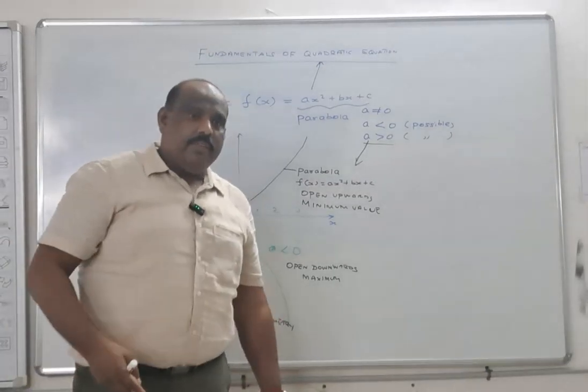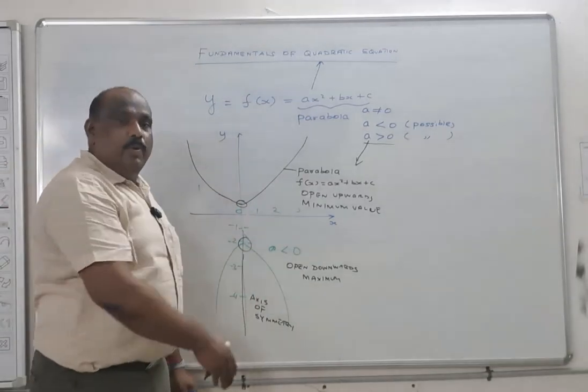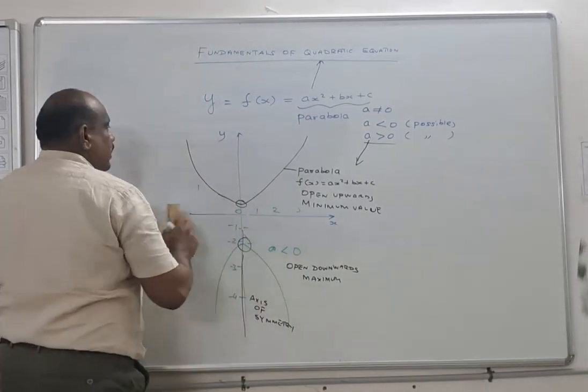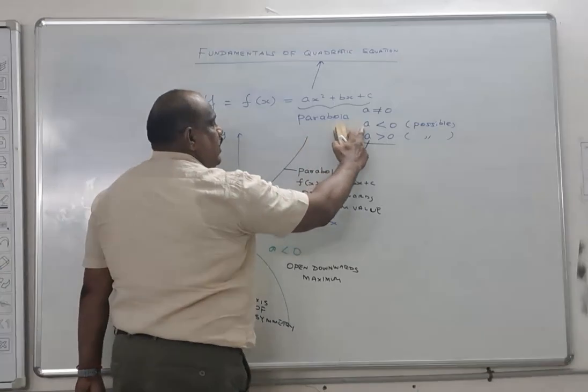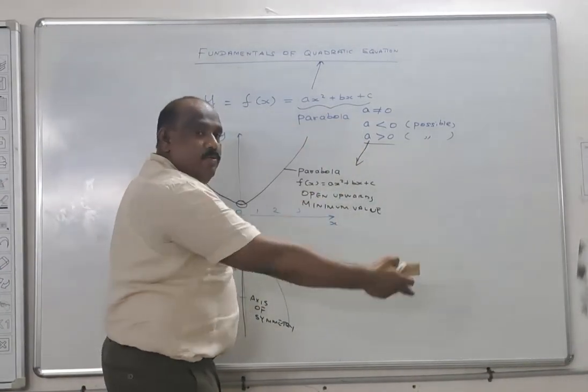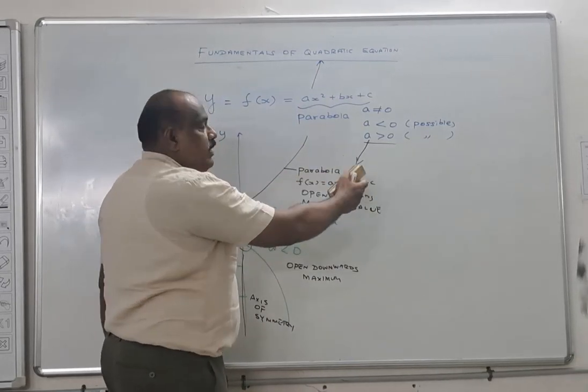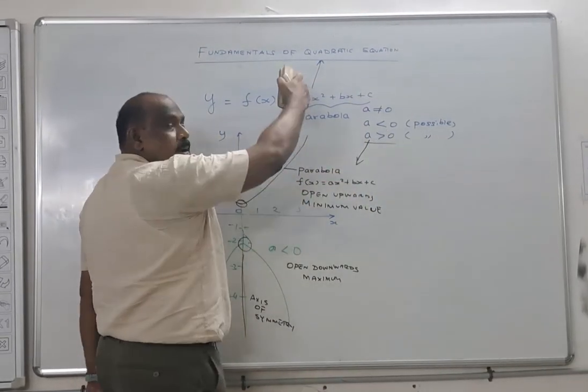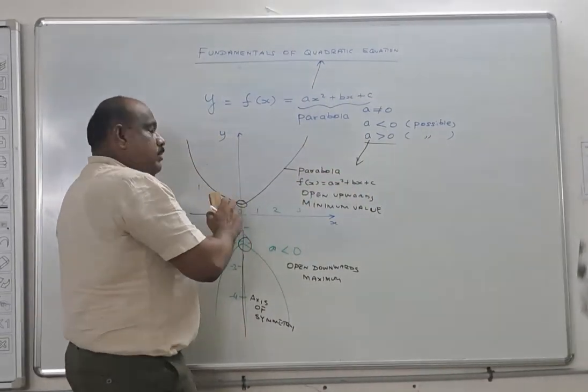Then you may have a doubt whether the axis of symmetry will always be the y-axis. It need not be. Now you come to know the importance of a being less than 0. Less than 0 means you will get the maximum value, and the curve will open downwards. When a is greater than 0, the curve will open upwards and you will get the minimum value.